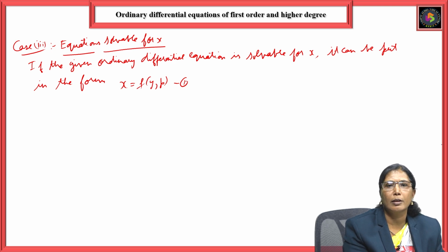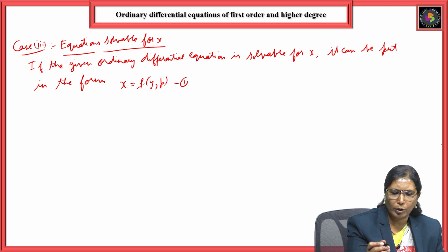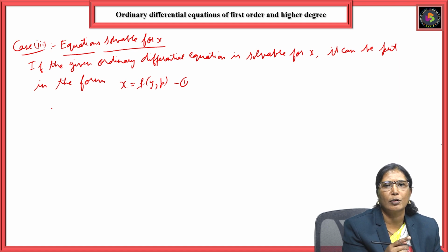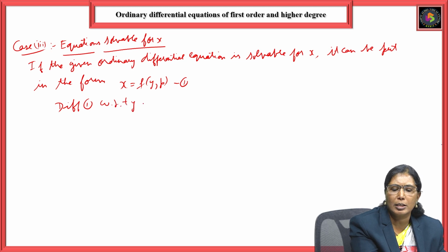If the given ordinary differential equation is solved for x, it means we can put it in the form of x in terms of y and p. In solve for y we differentiated with respect to x. Here, solve for x will be differentiated with respect to y. Differentiating 1 with respect to y, dx by dy is nothing but 1 by p, because dy by dx is p, so dx by dy will be 1 by p.